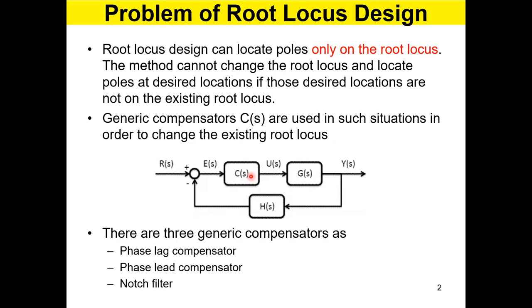It's an electronic device. It can be an RLC circuit, resistors, caps and inductors, okay? Or it can be a microcontroller based circuit, whatever it is. Then it processes some signals and then sends another signal to the plant. Okay, it is an artificially designed thing. So these generic compensators are used in those situations in order to change the existing root locus.